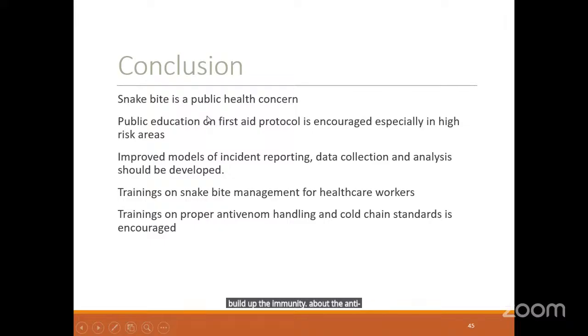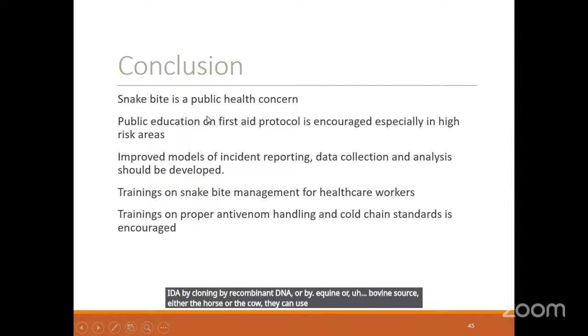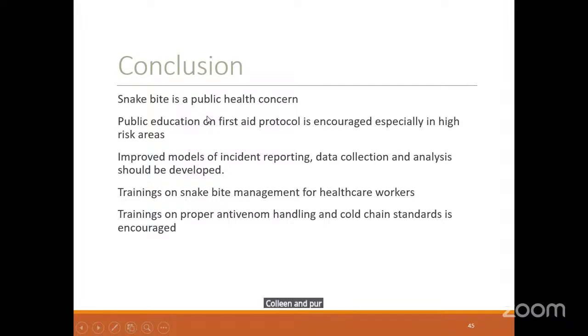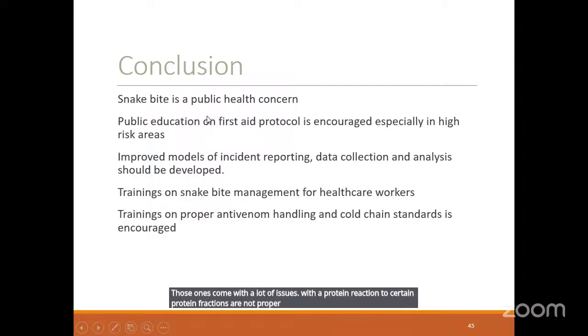But the anti-tetanus serum, the serum is the one that they engineer either by cloning, by recombinant DNA, or by equine or bovine source, either the horse or the cow. They can use it to prepare to envenomate with tetanus and collect this and purify. Those ones come with a lot of issues with the protein reaction, as certain protein fractions are not properly purified. So I just want to contribute a little to that aspect.